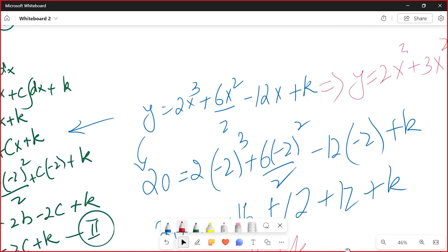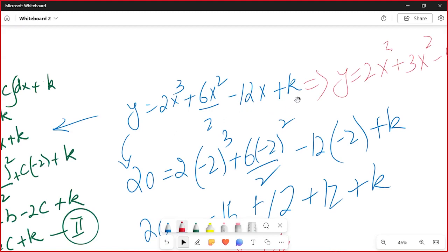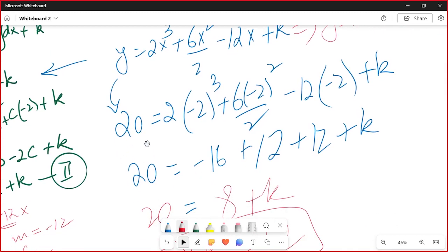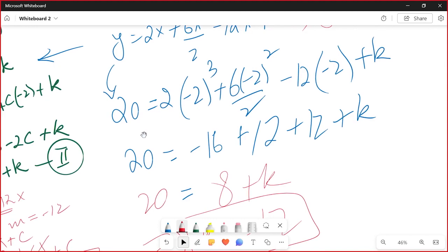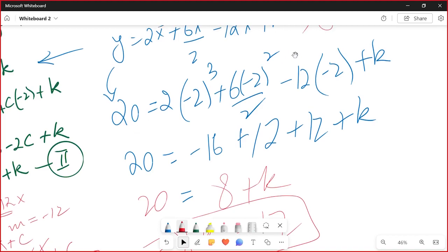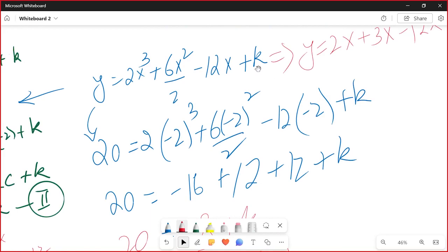Now the problem was we didn't know what k is. Here we have put the value of b, we have put the value of c. But then the question says the maximum point is at minus 2 and 20. So it means x is equal to minus 2, and the equation has a value of 20. So we put all the values there because we wanted to know k.